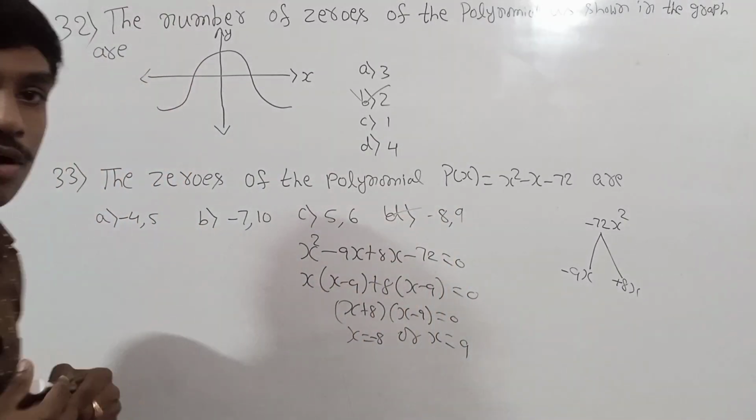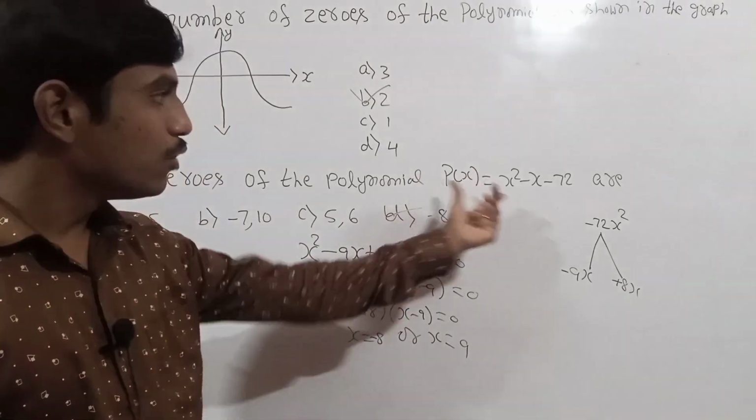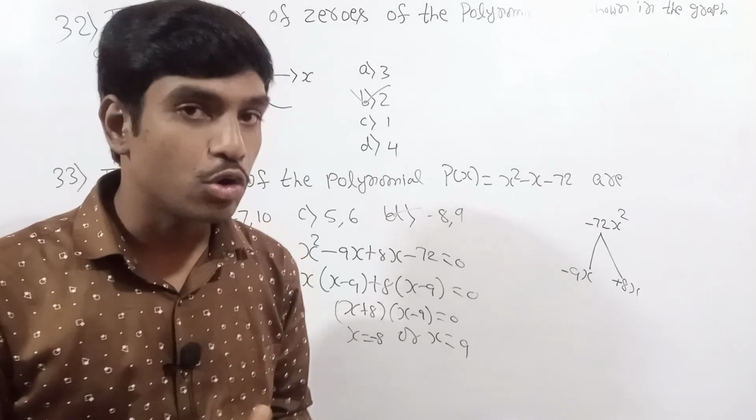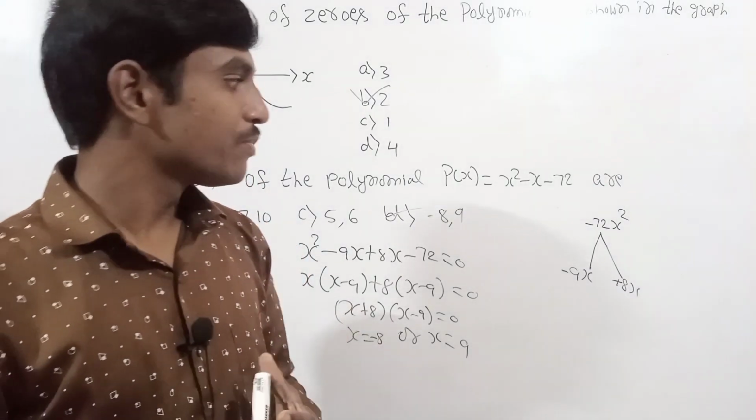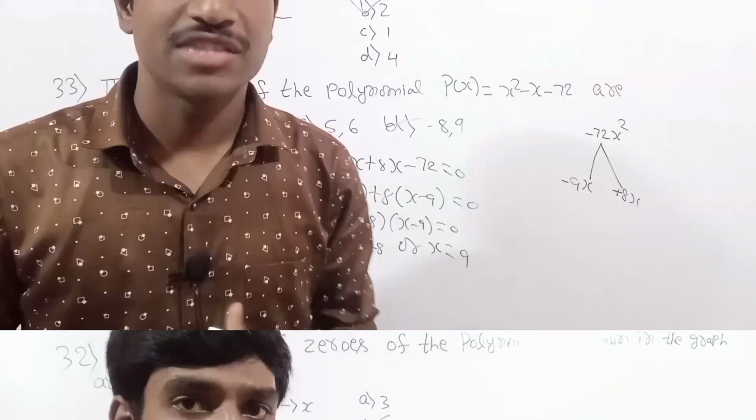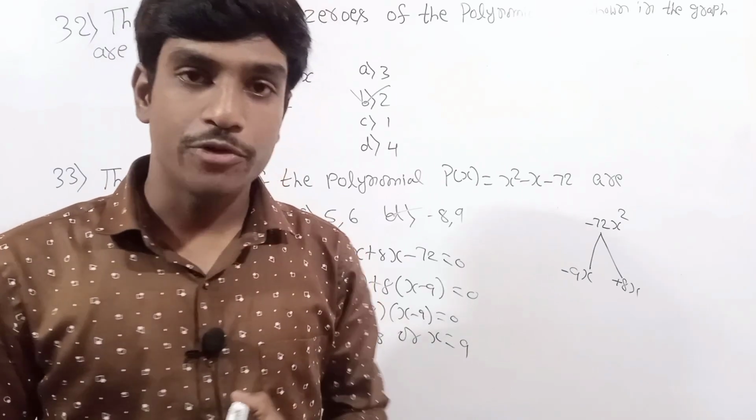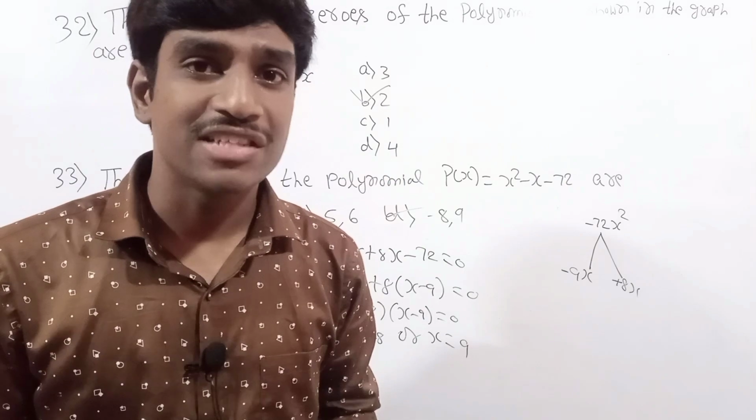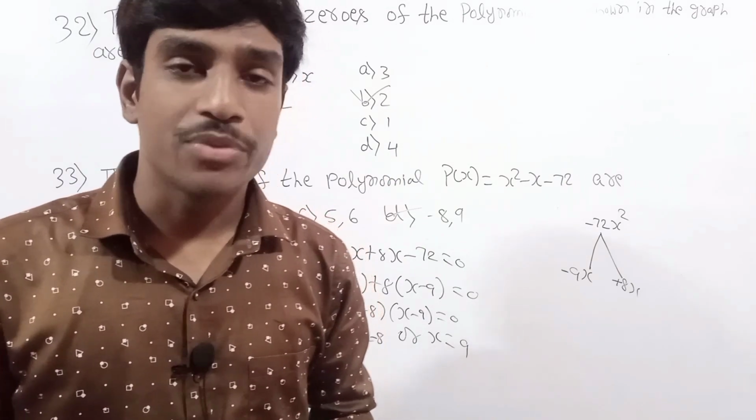So when they ask you to find the zeros, then you have to use the concept of splitting the middle term. If you don't know the formula method, then you can find the solution this way. This session has been helpful for all of you. I've tried to cover all the types of questions so that it is easy for you to appear for the CBSE exam.